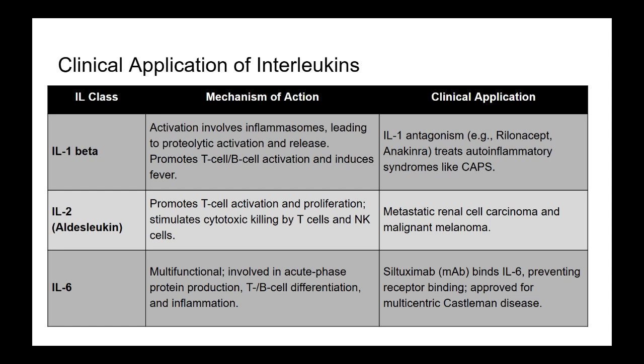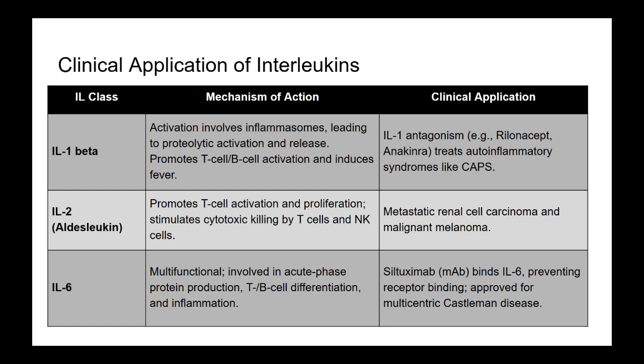The antagonism of interleukin-1, using fusion proteins like rilonacept or monoclonal antibodies such as canakinumab, is used to treat autoinflammatory syndromes, including cryopyrin-associated periodic syndromes. These conditions are characterized by an excessive release of interleukin-1 beta. One example of a treatment is anakinra, a recombinant protein that functions as an interleukin-1 receptor antagonist. It prevents interleukin-1 from binding to its receptor, thereby interrupting the cytokine cascade.